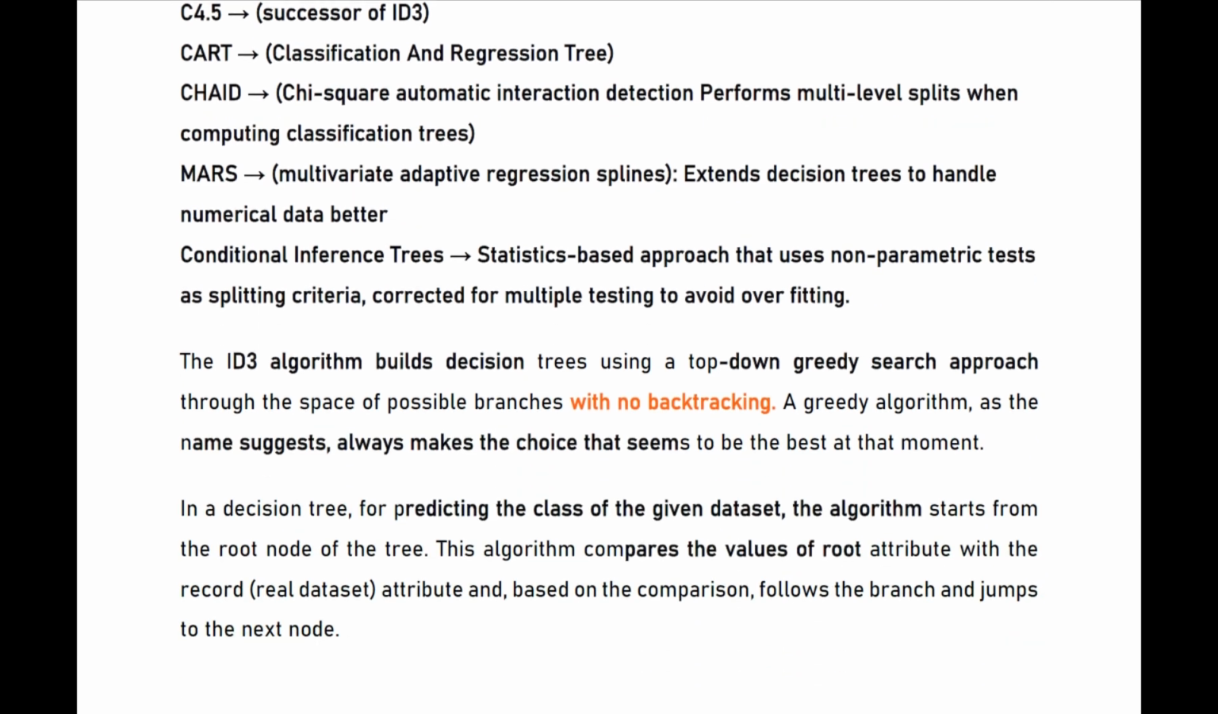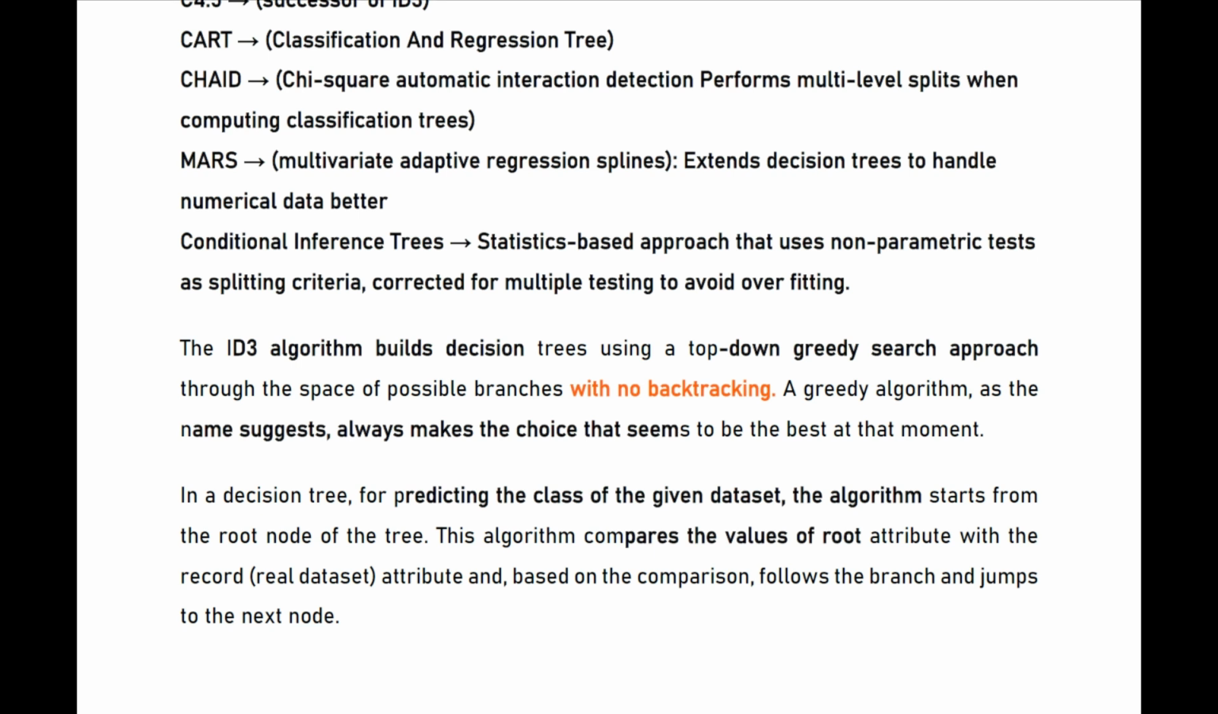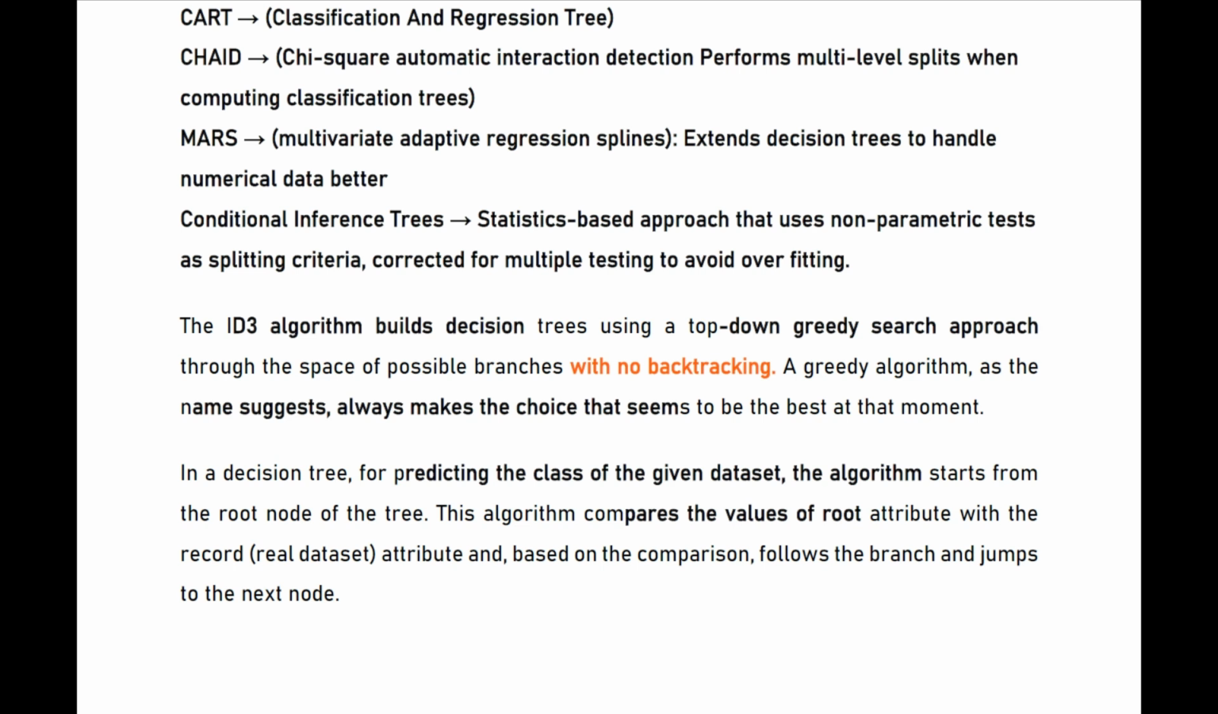The ID3 algorithm is built with a top-down greedy approach, with no backtracking applied. The greedy algorithm, as the name suggests, always makes the choice that seems best at the moment. The decision tree provides the class of the given data sets.